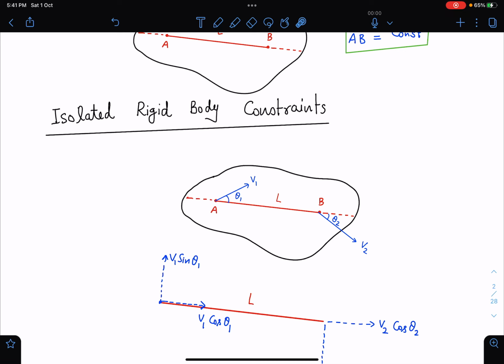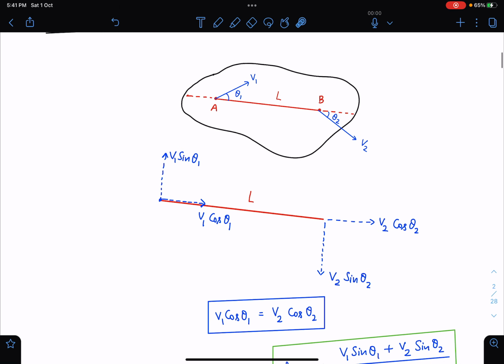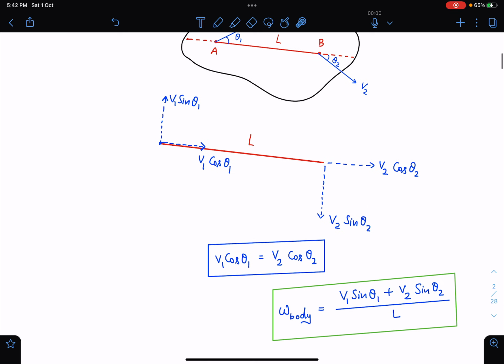I hope this point is very clear to you. So constraint wise we are going to get v1 cos theta 1 is equal to v2 cos theta 2. Now if I observe with respect to this point, this component I'll give in this direction. So omega of the rigid body I can write as v2 sin theta 2 plus v1 cos theta 1 divided by the distance between those two points. This is how we will be calculating omega of this.